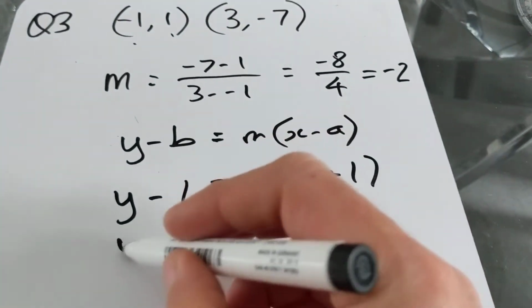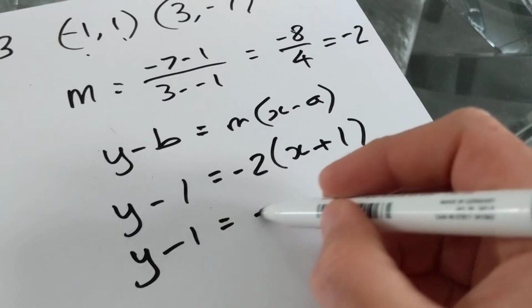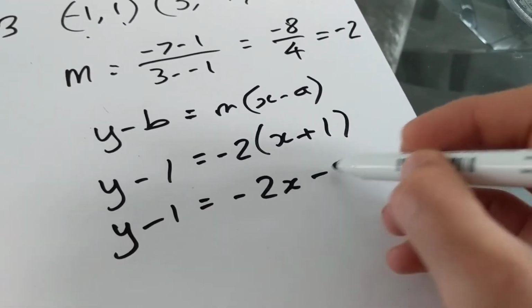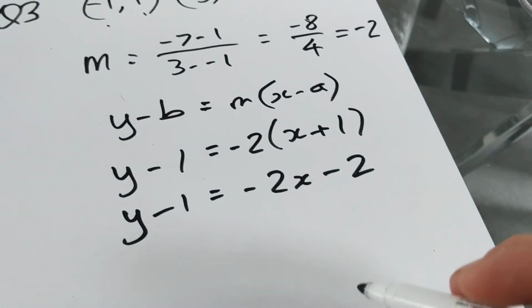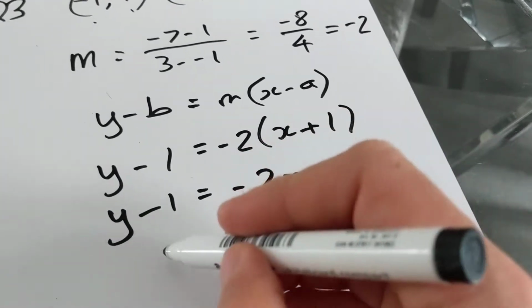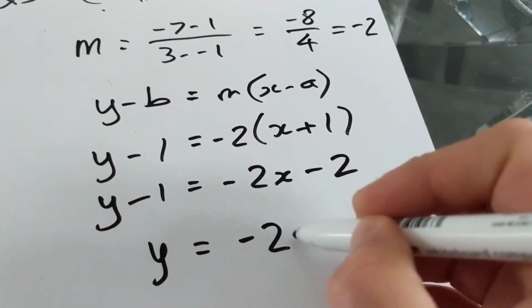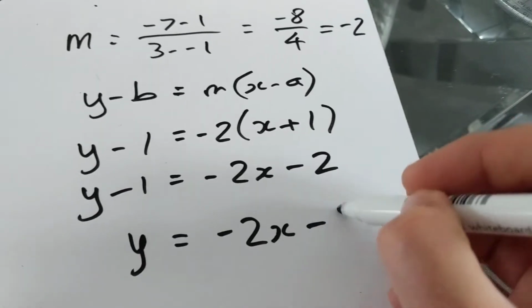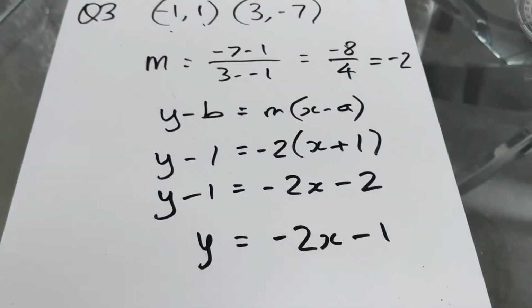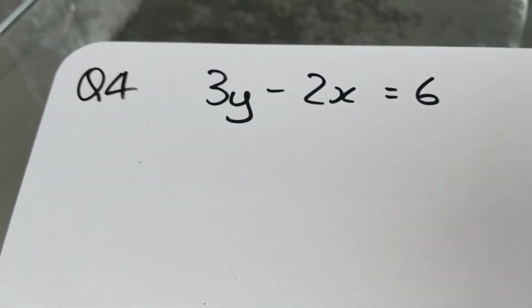Alright, multiply out your brackets. And then tidy up. Add 1 to both sides to get rid of that minus 1. If you add 1 to that, it takes you to minus 1. So that's question 3.